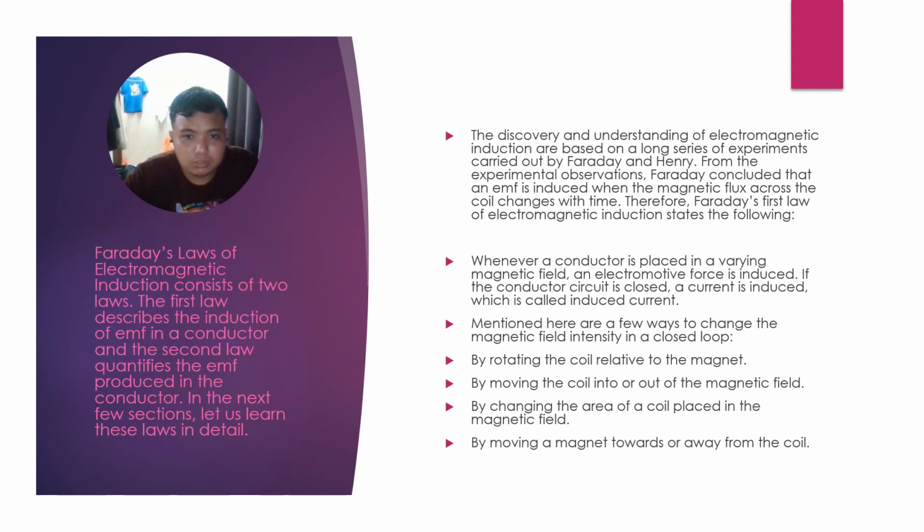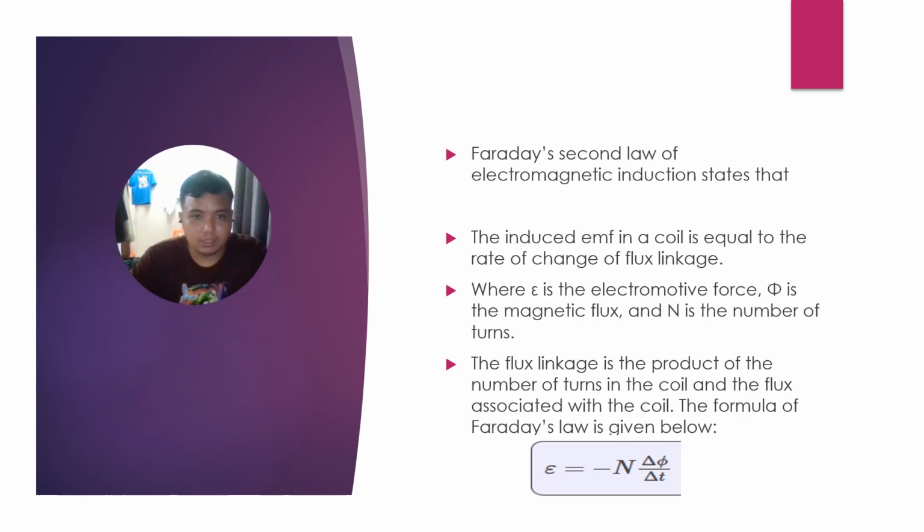Mentioned here are a few ways to change the magnetic field intensity in a closed loop: by rotating the coil relative to a magnet, by moving the coil into or out of the magnetic field, by changing the area of a coil placed in the magnetic field, and by moving a magnet towards or away from the edge of the coil.